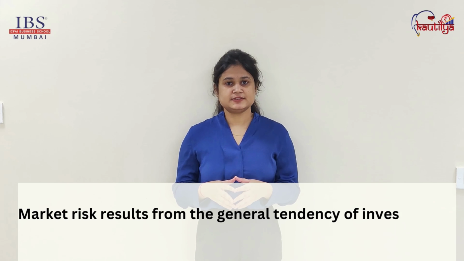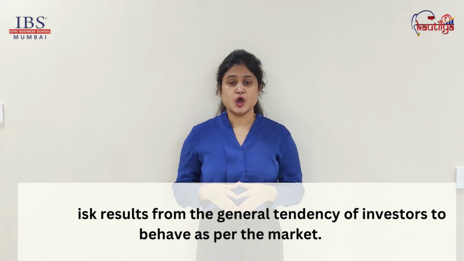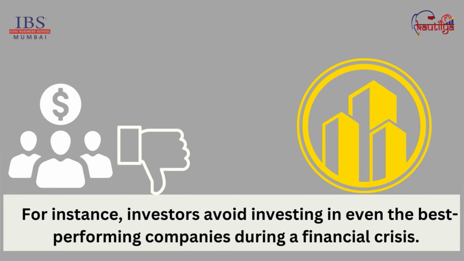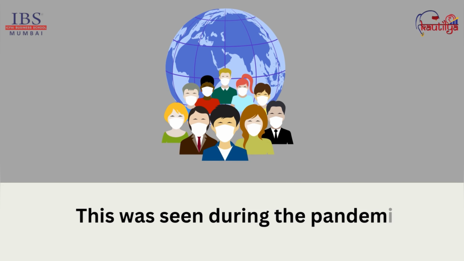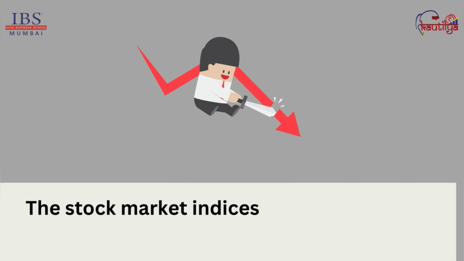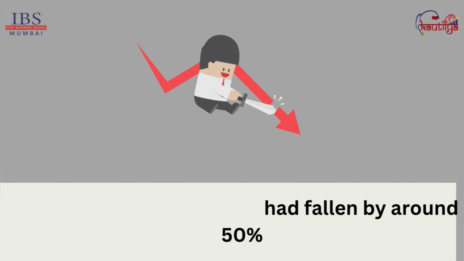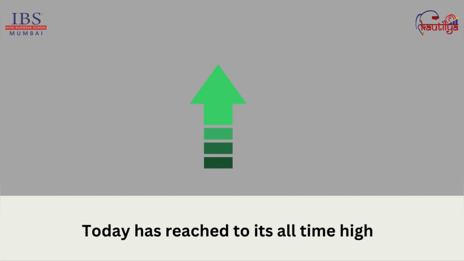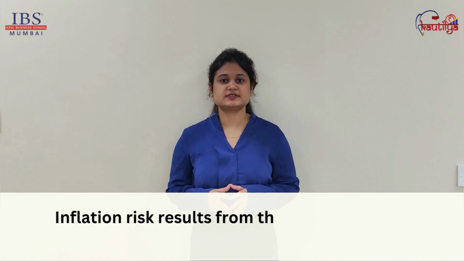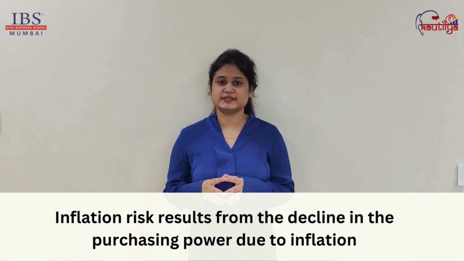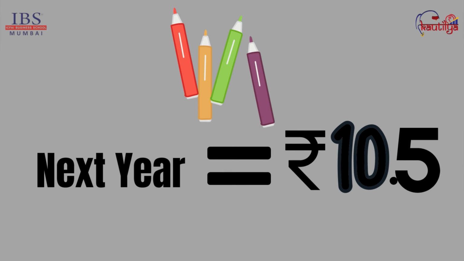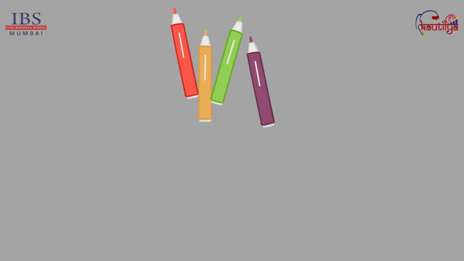Market risk results from the general tendency of the investors. For instance, investors avoid investing in best performing companies during a financial crisis. This was seen during the pandemic. The stock market indices had fallen by around 50%, after which it corrected itself and today has reached its all-time high. Inflation risk results from the decline in the purchasing power due to inflation. For example, if inflation is 5% per year, you need 10.50 to buy the pack of pens next year that costs 10 today.